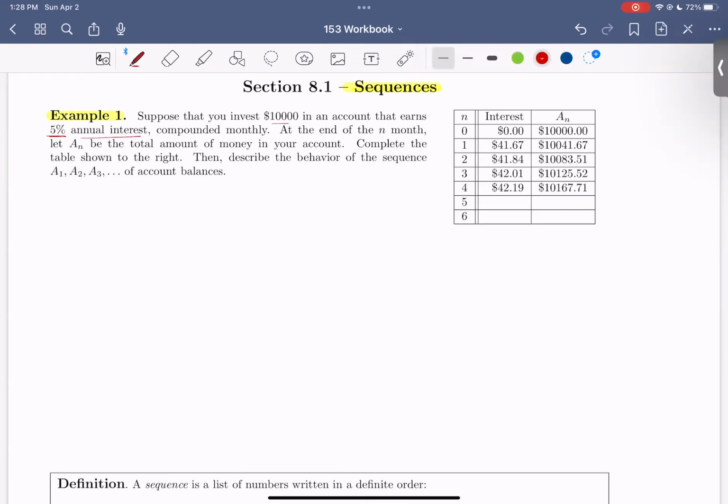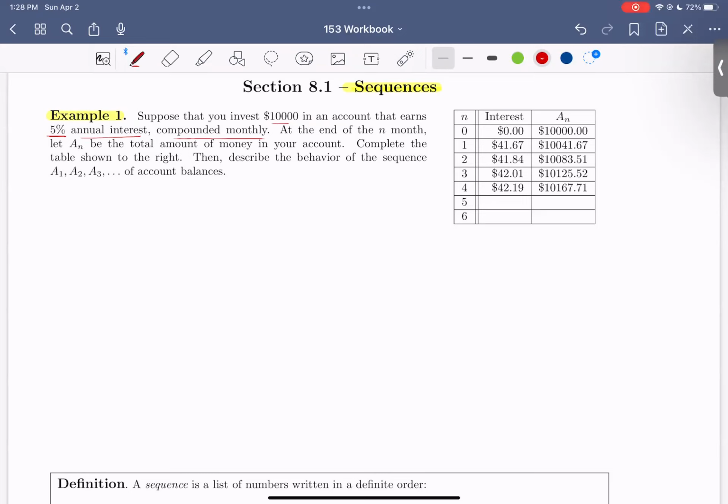In this example, we're told to suppose that we invest $10,000 into an account that earns 5% annual interest compounded monthly. So that means throughout the whole year, we're earning 5% interest, but that interest is collected each month. And we'll see what that means for our account. You might have seen this type of work before dealing with compounded interest, but if you haven't, that's okay too. All right, so let's continue reading.